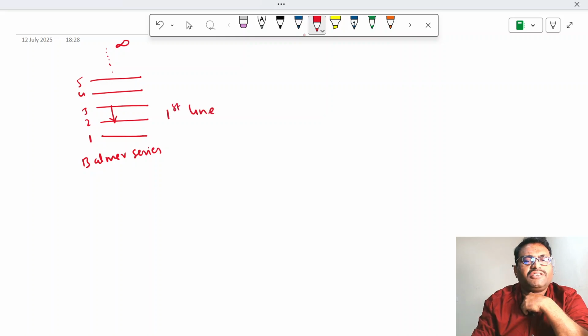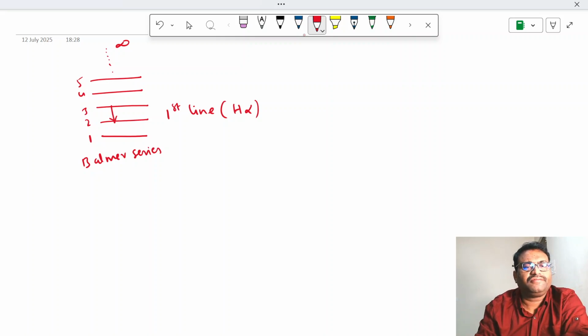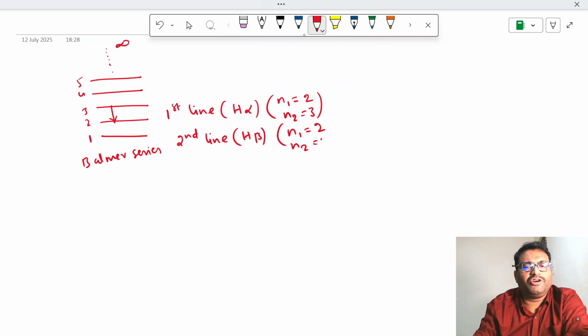The first line in the Balmer series is also called the H alpha line. In this, n1 is equal to 2, n2 is equal to 3. The second line is called the H beta line: n1 is equal to 2, n2 is equal to 4. Third line, like alpha, beta, gamma: n1 is equal to 2, n2 is equal to 5.